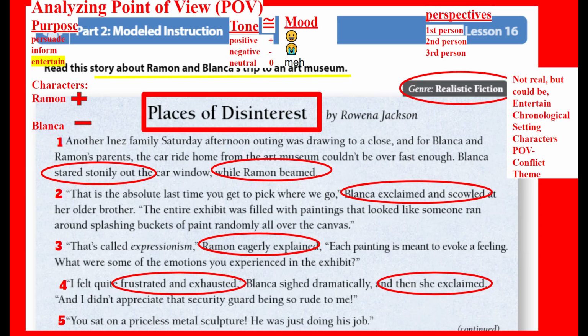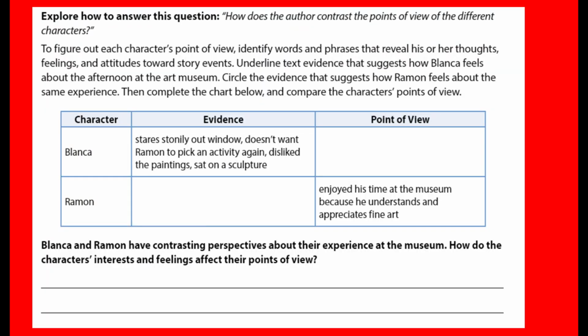All right, so let's look back. We've already underlined several things for both Blanca and Raymond. So we know that Blanca's feeling pretty negative, right, about her trip to the museum, whereas Raymond is excited and happy. He's overall positive about it. So let's look at the first section of our chart, which deals with Blanca. So underneath the character section, we know we're looking at Blanca. And some of the evidence for Blanca that we found in the passage is this.